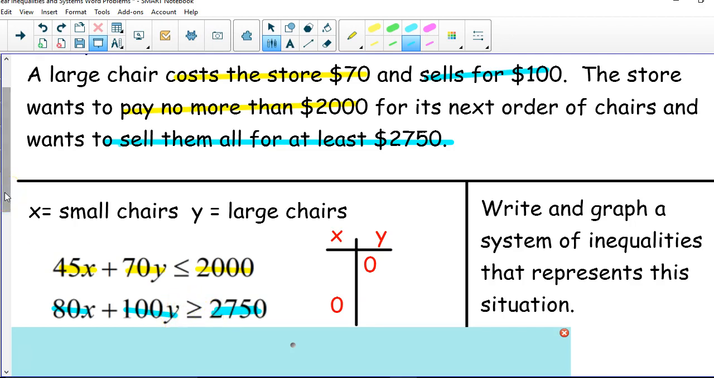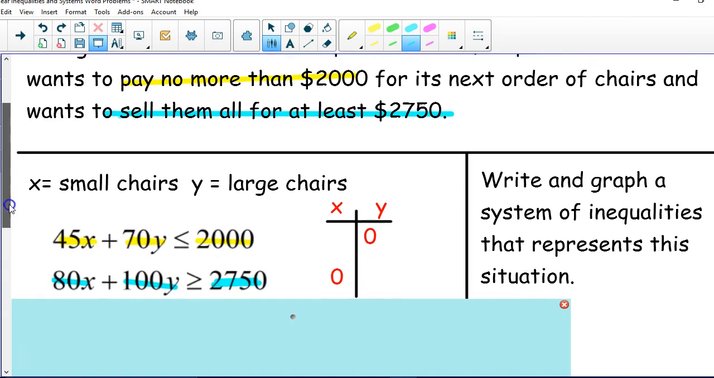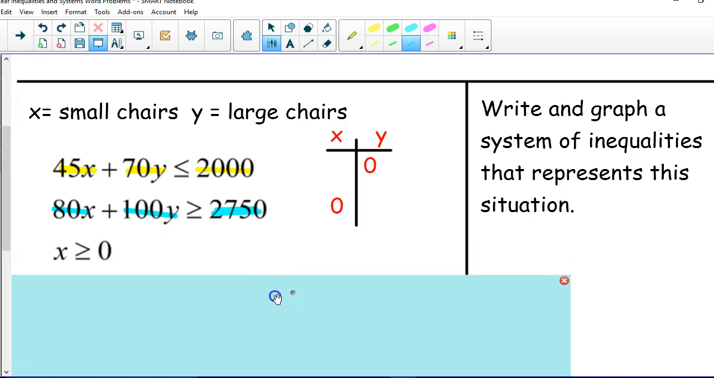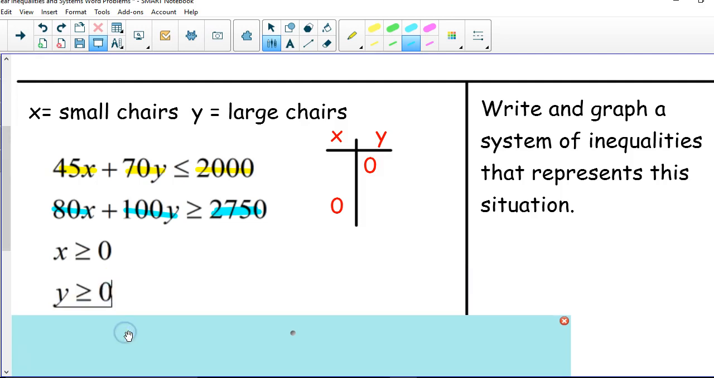Now, one more thing. When we jump into linear programming next week, you are going to have to set up a little bit more with these problems. In the real world, we can't have any negative chairs. So we say X has to be greater than or equal to 0, and Y has to be greater than or equal to 0. Write everything down. If you have any questions, pause it and write down your question in the margin, and I can answer it on Monday.